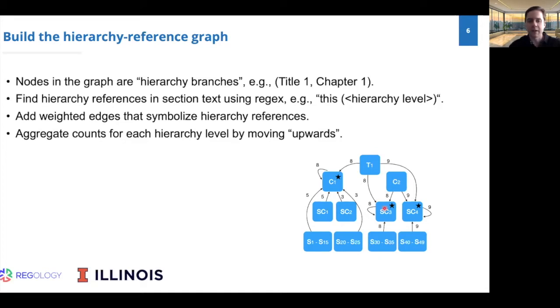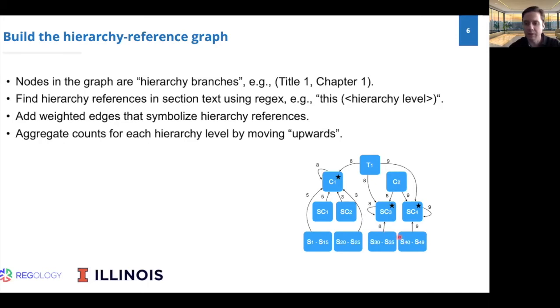In the next step, we try to find the hierarchy references using regexes in the section texts. So for example, if we are in section 30 and section 30 talks about this subchapter, we build an edge between section 30 and subchapter 3. The weights of the edges symbolize how many times a certain section has referenced the particular part. So for example, if section 30 to 35 has 8 references to subchapter 3, we have a weight of 8 here. Since we start at the section level, which is the only level that contains text, we then start aggregating for each hierarchy level, moving upwards.